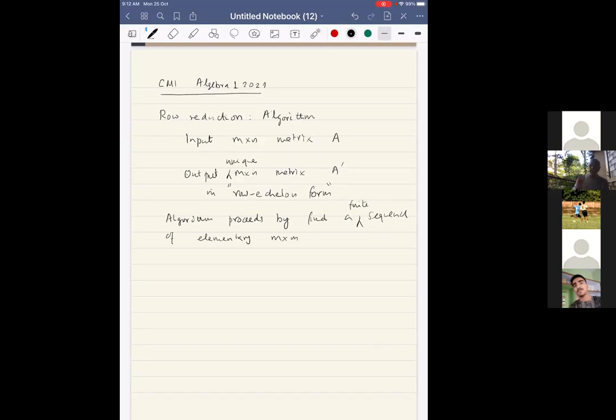So if the input is a matrix of size m cross n, you should look at the first index m, and the elementary matrices that you look for will be square matrices of size m cross m, where m is the number of rows of the input matrix A.